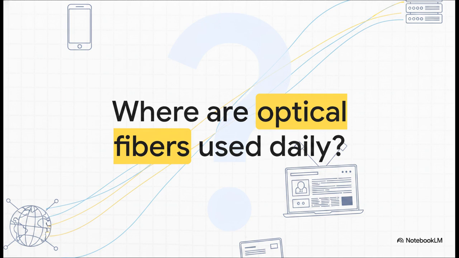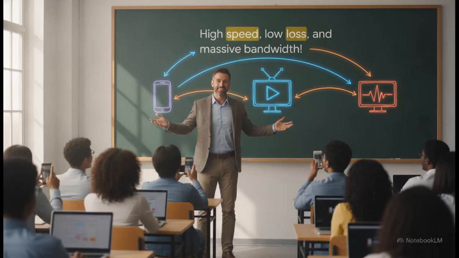Now, I want you to pause and think for a second. Knowing that these tiny cables use light to send data, where do you think we actually use optical fibers in our daily lives? Well, if you guessed the internet, you hit the nail on the head. But it's not just the internet. We rely on them for our phones, cable television, and even really sensitive medical equipment. Why? Because they offer incredibly high speeds, massive bandwidth, and practically zero transmission loss compared to those old-school copper wires. Basically, when you need to move a ton of data without it degrading, you gotta use light.